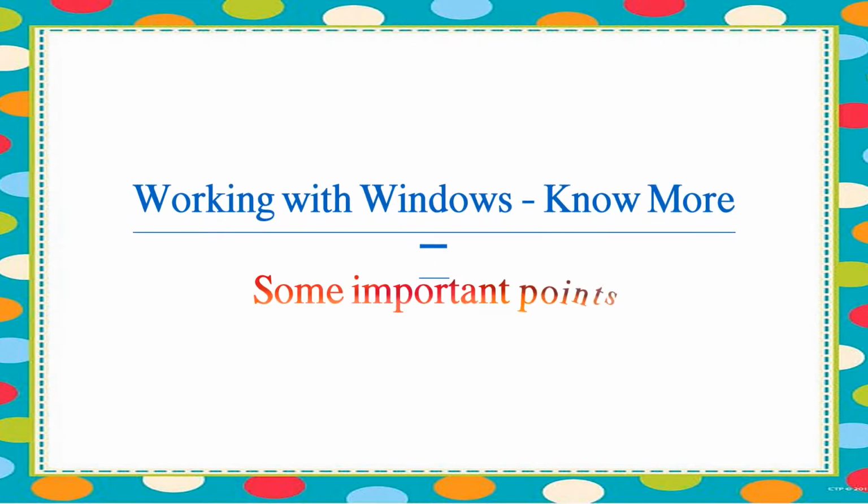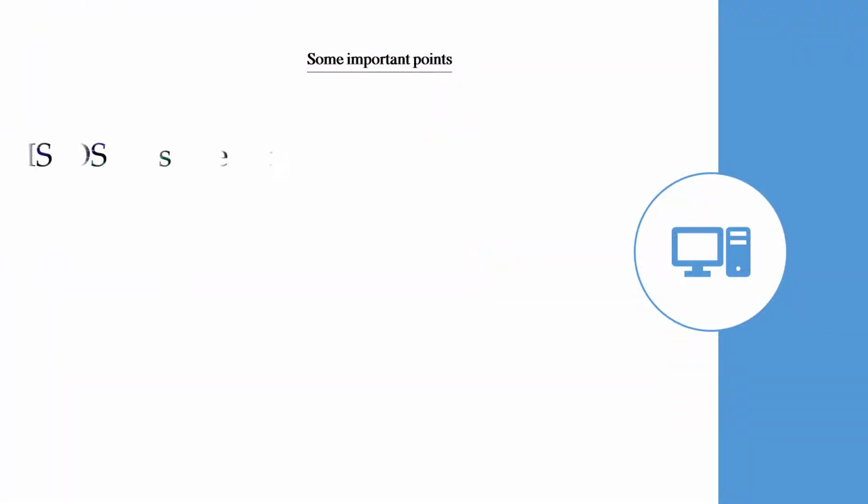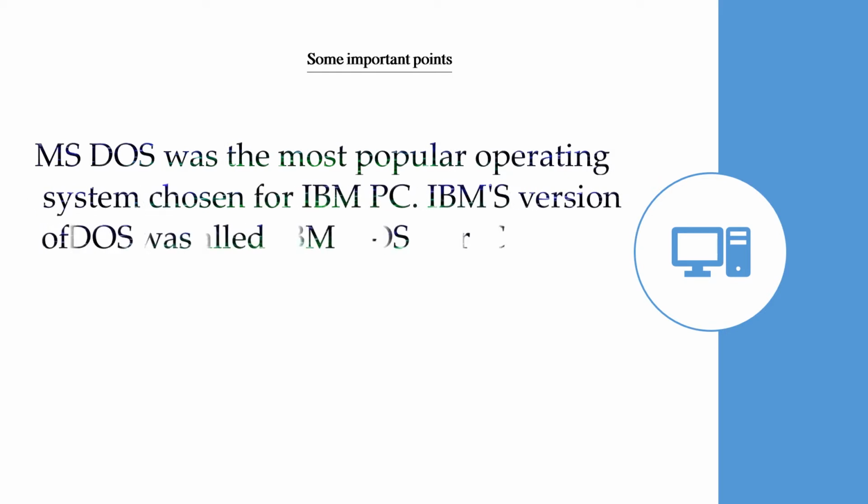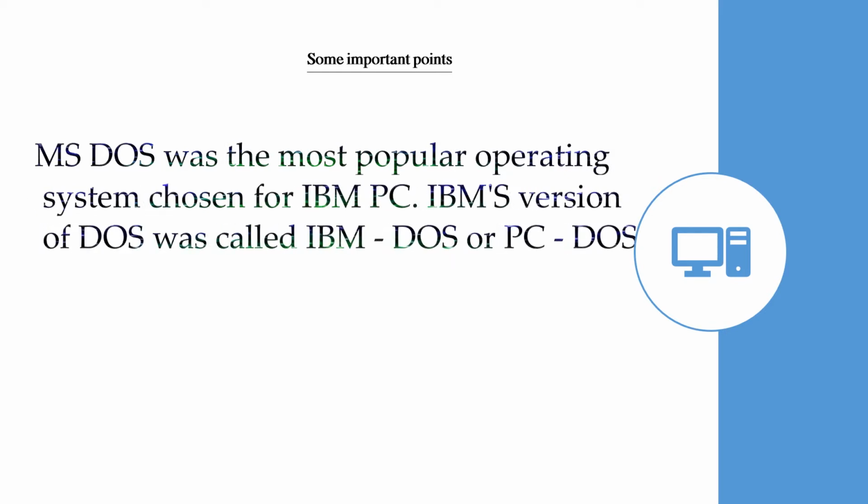Today we will see some important points from working with Windows. MS-DOS was the most popular operating system chosen for IBM PC. IBM's version of DOS was called IBM DOS or PC DOS.